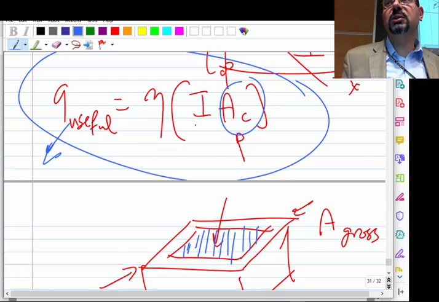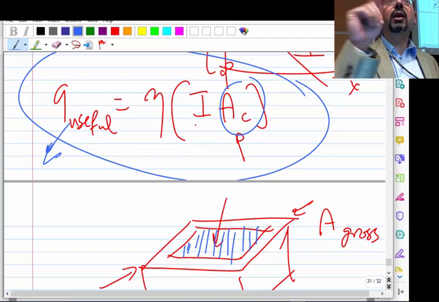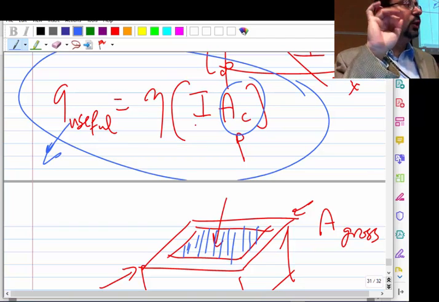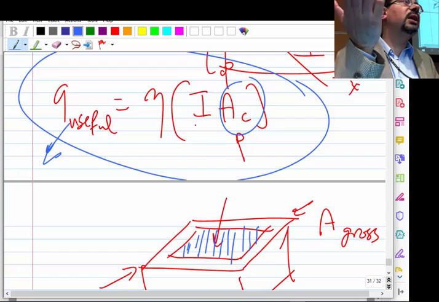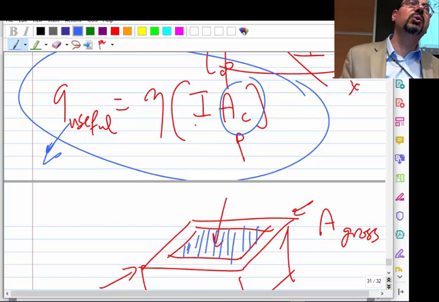What area should I use? I open the data sheet and they have two areas. You would think, right? That's the confusing part. You would think I should use the aperture area because that's what the radiation is going through. Right? But no, you use the gross area. Use the total area. Why?